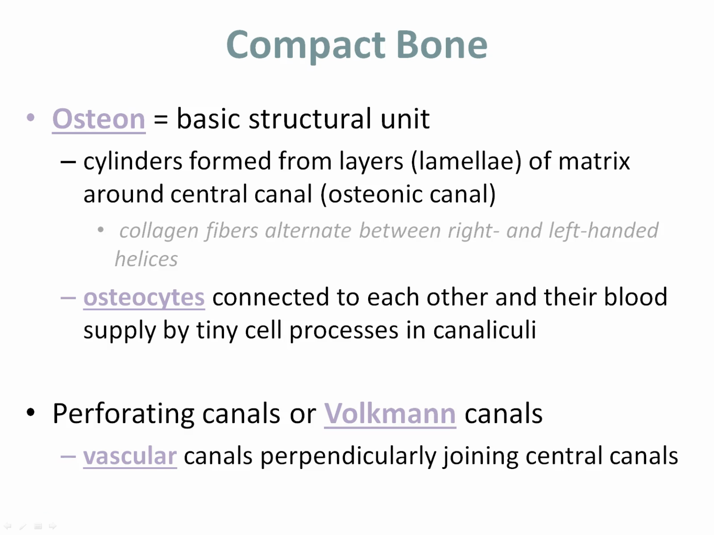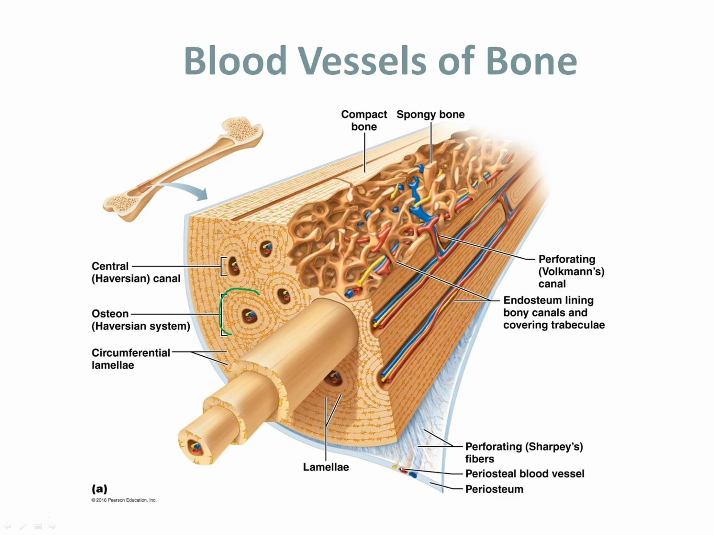Let's take a look at this. Here is an osteon, and within that osteon you can see the different layers or lamellae. So there's one layer, here's another layer. And you can see the central canal that has an artery, a vein, and a nerve in that central canal. So if you follow the central canal down, you can see a perforating canal. So perforating canals are generally on the transverse plane and will connect central canals to each other.